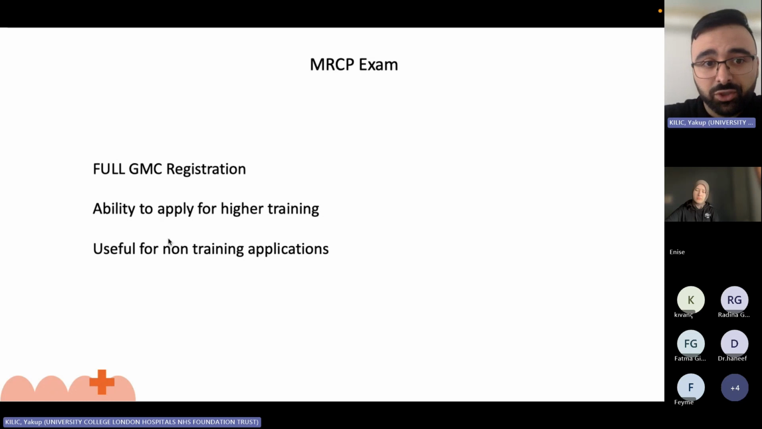So it helps with your GMC registration, and it helps with your higher training applications. You need the MRCP exam when you're applying for ST3-4 jobs, for example, cardiology, gastroenterology, dermatology, and so on. Without that, you can't actually start, or maybe you can apply, but it's very unlikely you'd be allowed to start without the MRCP. It's also very useful for non-training applications. In this current climate where hundreds of people apply for one non-training job, the candidate who has MRCP will probably stand out more compared to others.